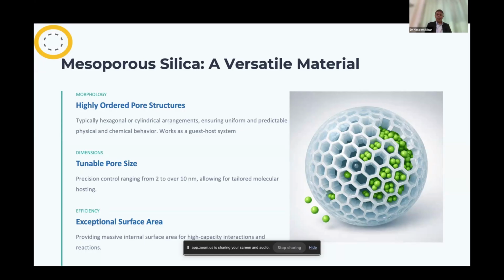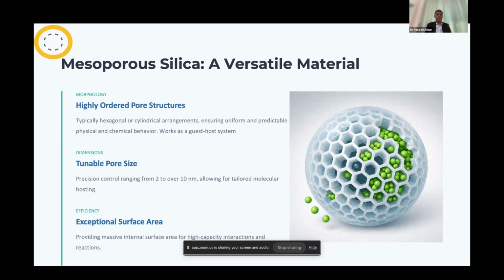Here, if my cursor is visible to you, your API goes and gets trapped here. Sometimes it's API, sometimes it's water content, sometimes it's moisture, so it depends on the formulation. The morphology is a highly ordered pore structure, though maybe it's random also.